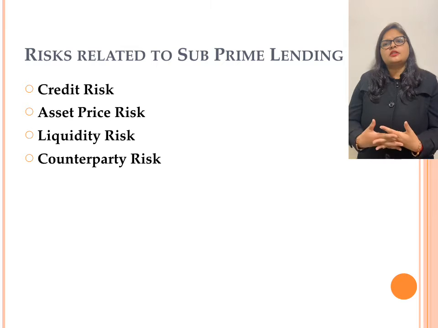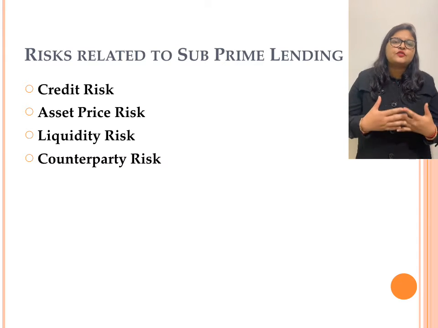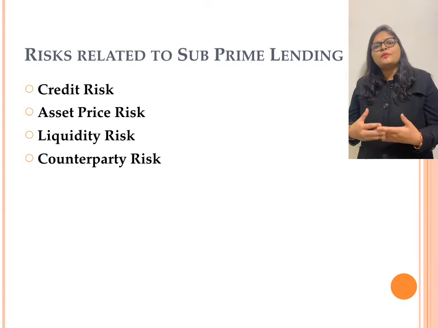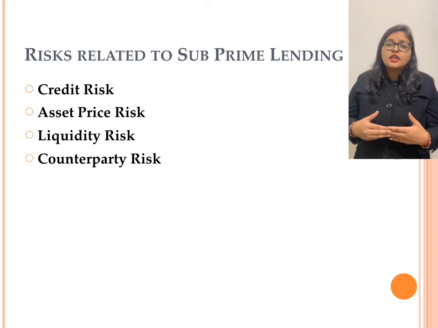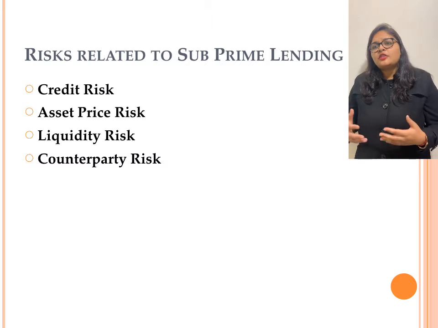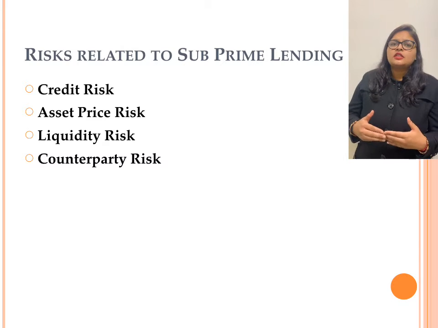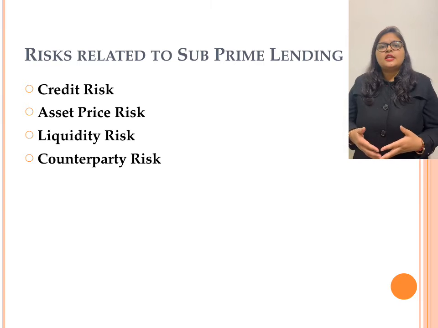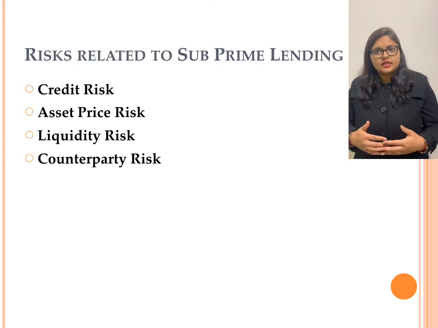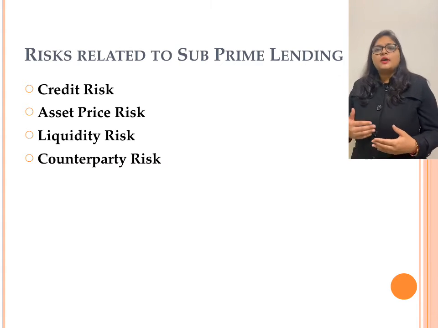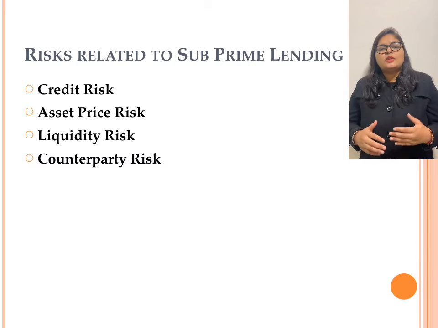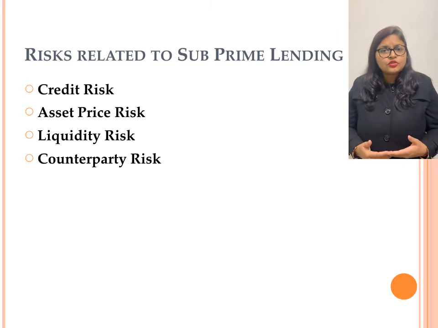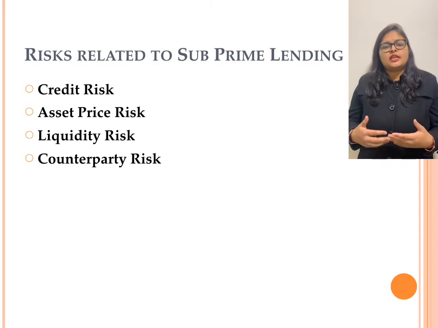There are some risks related to subprime lending. The first one is credit risk, that is non-payment by the customer to the banks. Second one is the asset price risk, that is change in the price of mortgage asset at the time of selling, and liquidity risk is complexity of converting asset into liquid asset. Then last one is counterparty risk, that is risk related to all the parties. These may be banks, financial institutions, investors, etc.